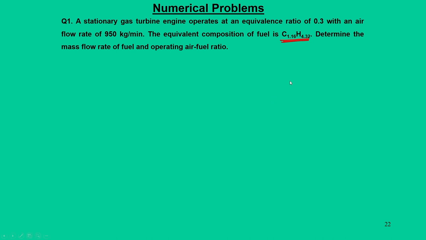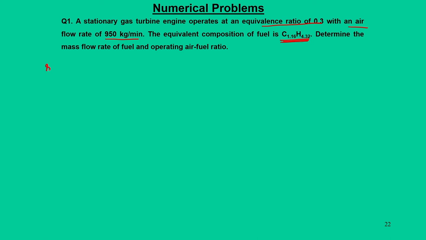What we are trying to do is revisit how to calculate the air fuel ratio, fuel air ratio, and mass flow rate, all these fundamental concepts. The problem given is that we know the equivalence ratio, which is 0.3. We know the air flow rate, that is 950 kg per minute. We are given the composition of the fuel, and we need to calculate the mass flow rate of the fuel and the air fuel ratio.